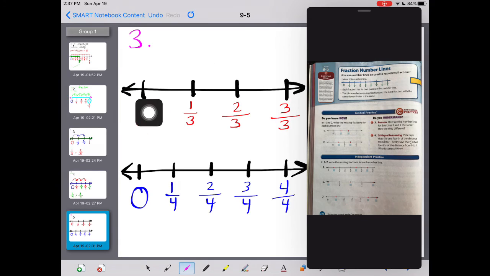I noticed that the one with the 3 equal parts, the parts were larger. They were farther spaced apart, whereas the number with 4, which I think of as a bigger number, the parts were smaller. Did you notice that? The bigger the denominator, the smaller the piece. The smaller the denominator, the bigger the piece.